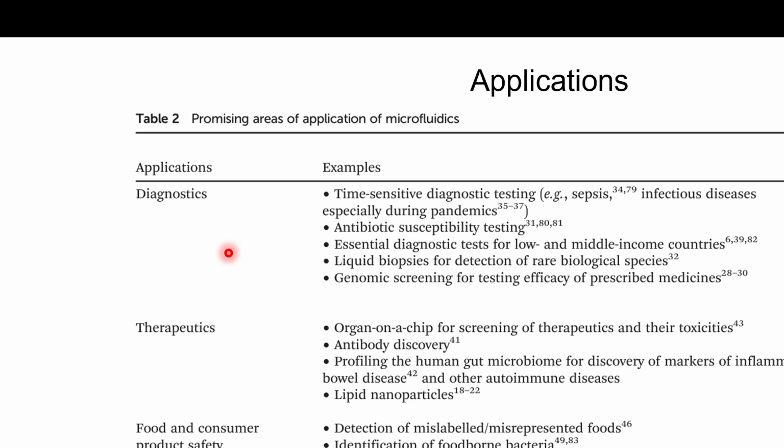What are the promising areas of application in microfluidics? Diagnostics, like time sensitive diagnostic testing. Some microneedles and glucose sensors have already been implemented, and other things are going on, like antibiotic susceptibility testing and essential diagnostic tests for low and middle income countries. It will be low cost and the sample required is also very low. There are also liquid biopsies for detection of rare biological species, and genomic screening for testing the efficiency of prescribed medicines, so the required medicine can be adopted directly using this test.